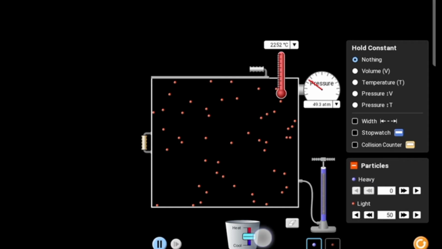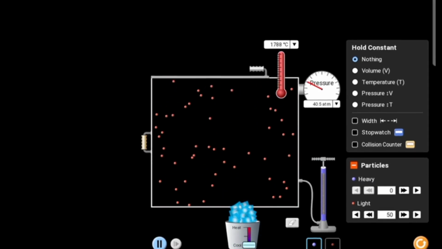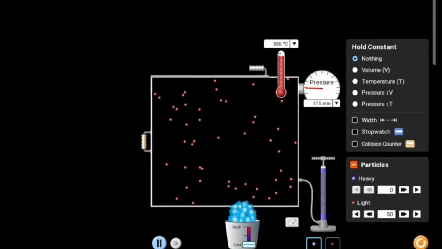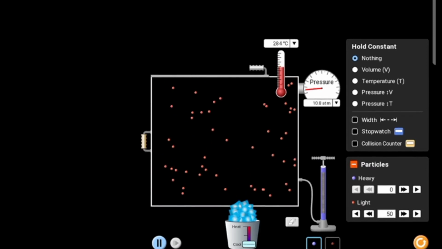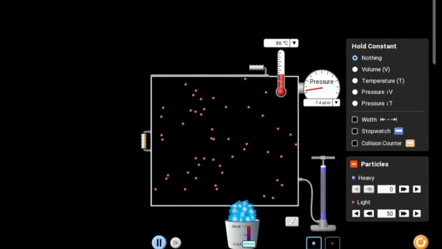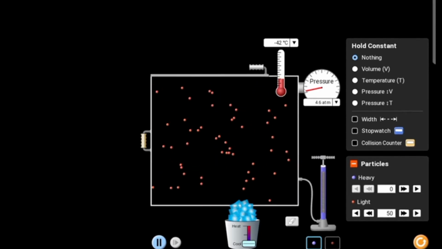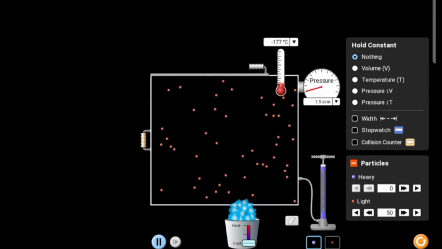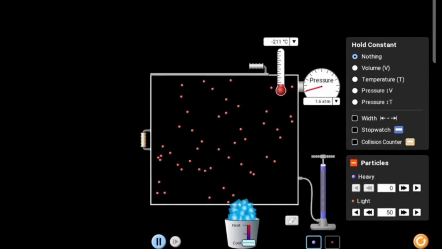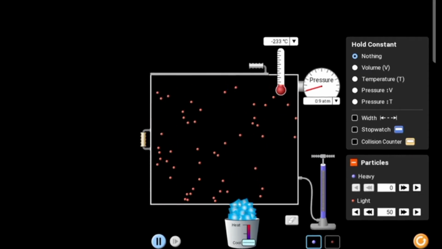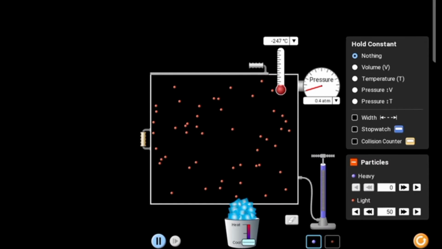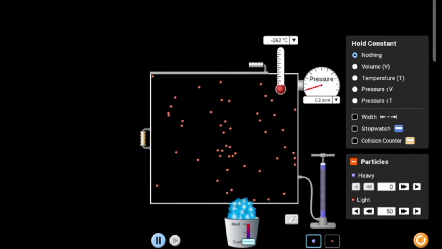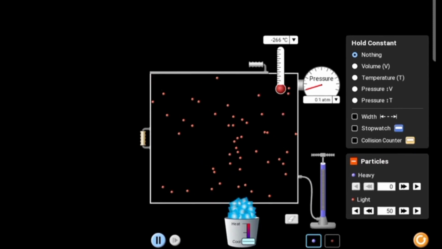What if we make it colder? As we can see, it becomes slower and slower, and this is its state when it's frozen. It barely moves, and when it bumps to the walls, it becomes much slower. And this is when it almost reaches absolute zero temperature, which we are going to learn next.